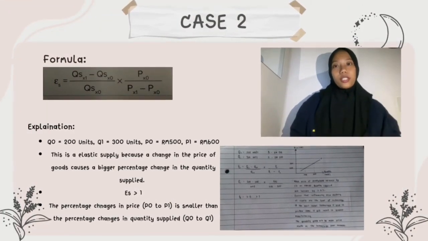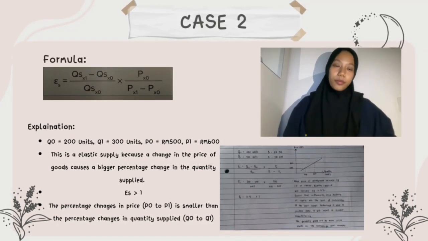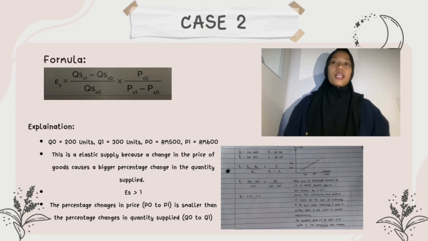Assalamualaikum warahmatullahi wabarakatuh. My name is Fatim Fatia. I'm here to explain case number 2. A company produces and sells smartphones. Due to an unexpected increase in demand, the company decided to increase production. As a result, the quantity supplied of smartphones increased from 200 units to 300 units when the price rises from 500 ringgit to 600 ringgit per unit. Calculate the price elasticity of supply for smartphones in this situation and indicate the type of supply. Show the graph and explain your calculations.